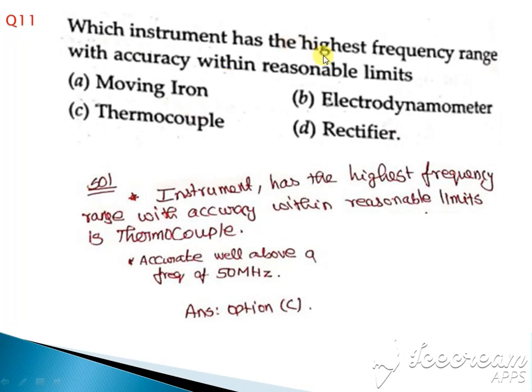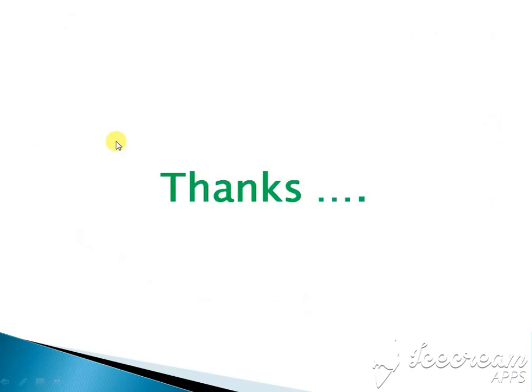Which instrument has the highest frequency range with accuracy within reasonable limit? The instrument with the highest frequency range with accuracy within reasonable limit is the thermocouple. It is accurate well above the frequency of 50 MHz. The answer is option C.